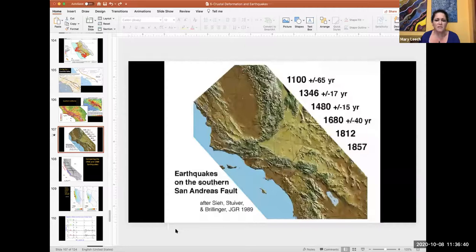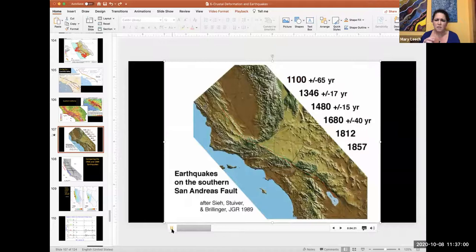Oh, this is a little video showing you the area of ground rupture that's estimated from these historical quakes. So from 1100 to 1857, and it's just going to pop up the segments. There's 1100. There's 1346. Here's 1480, 1680, 1812, and 1857. So there's a history, and you can calculate an average sort of recurrence interval for these big earthquakes. But the last one being in 1857, again, we're due for another one.